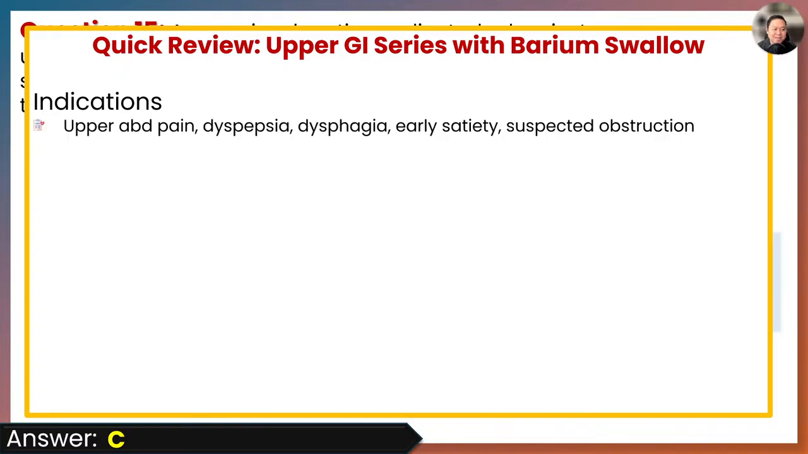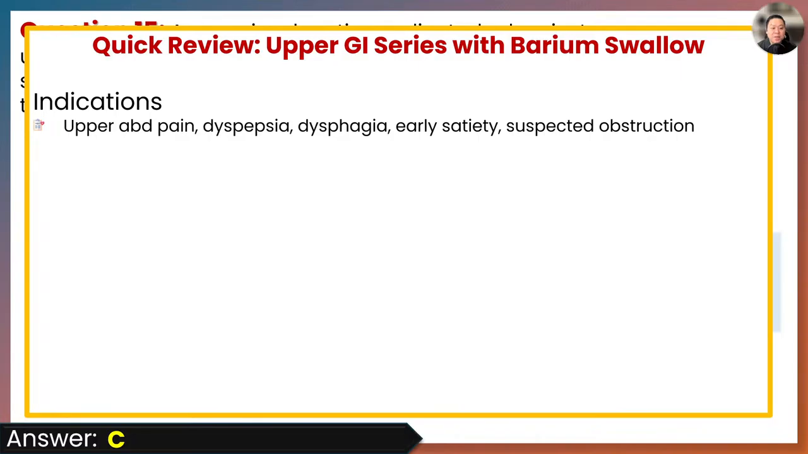And so let's talk about the preparation here, especially with the upper GI series and barium swallow. Take note that this is something that is indicated for patients that may have been complaining about upper abdominal pain, dyspepsia, or let's say dysphagia. If they complain about early satiety, or if there is suspicion of obstruction.